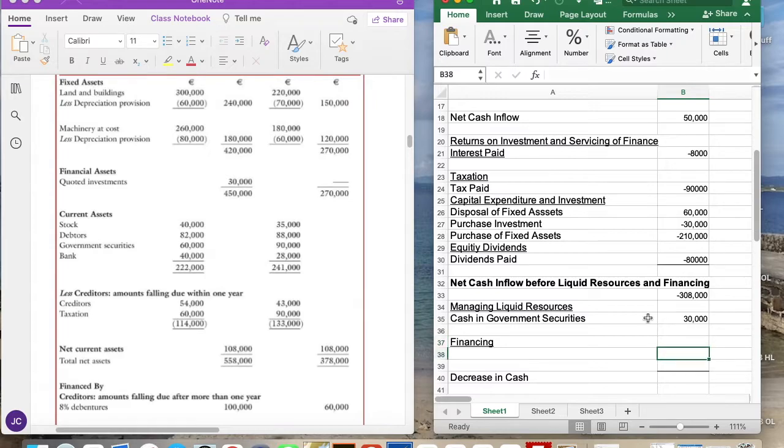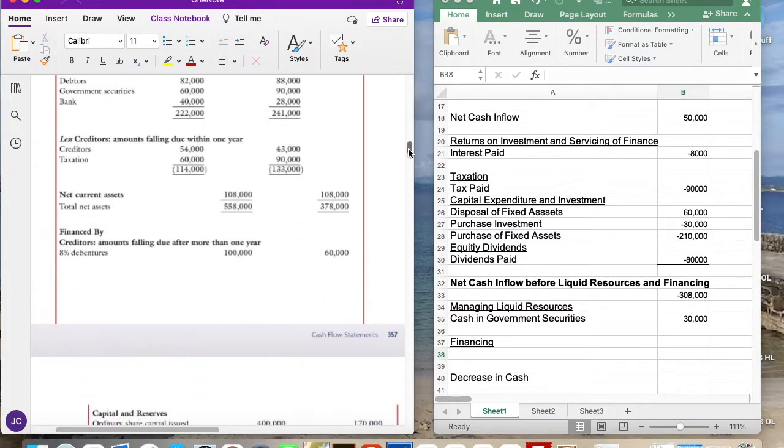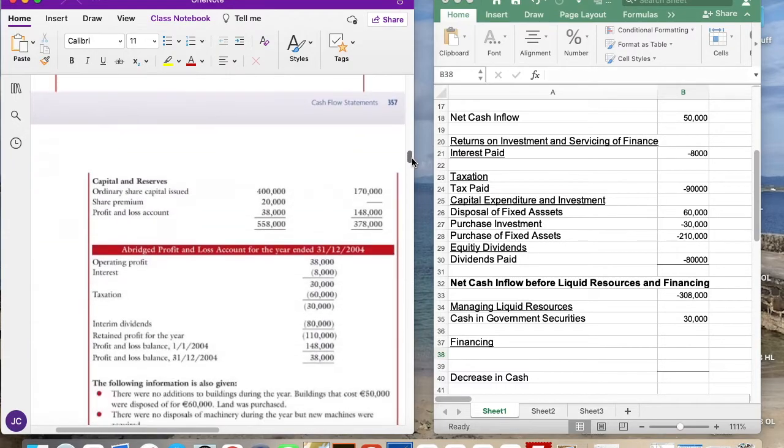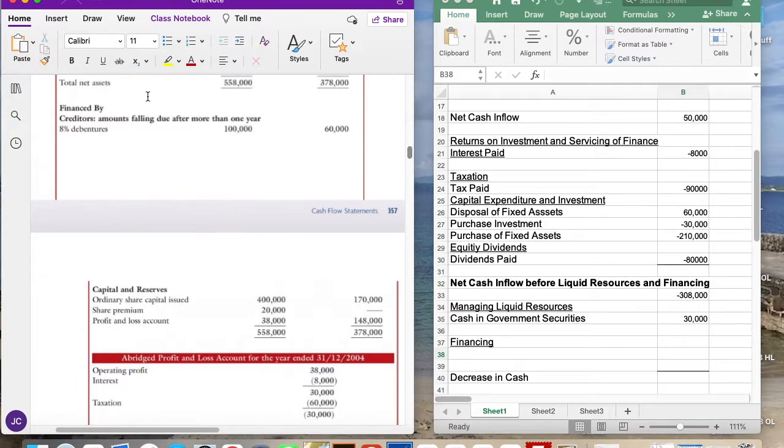Financing then is, were there any shares that we sold? Did we take out any loans? So now we're looking at the finance by section at the end of our balance sheet. So we see capital and reserves, and we're looking at then debentures. So our debentures were 60 and the debentures have now gone up by 40 to 100 grand. So we got 40 grand in from issuing debentures.